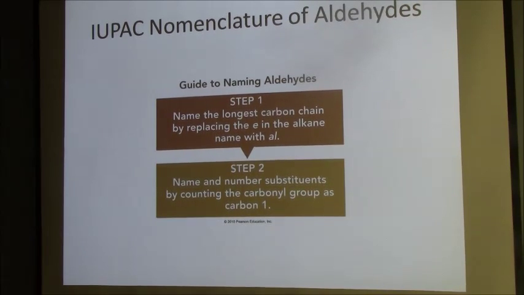Because an aldehyde is C double bond O H. So by definition, that needs to be carbon number 1. That's the first carbon in your chain. And then all you need to do from there is identify your location of any other substituents.